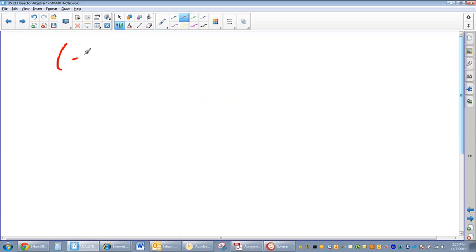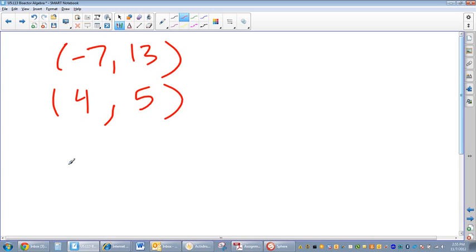Go ahead and try with negative 7 comma 13, and 4 comma 5. Let's see if we can just test out of this right now. So again, you want to stack, add, divide by two. And you have a negative. Simple.